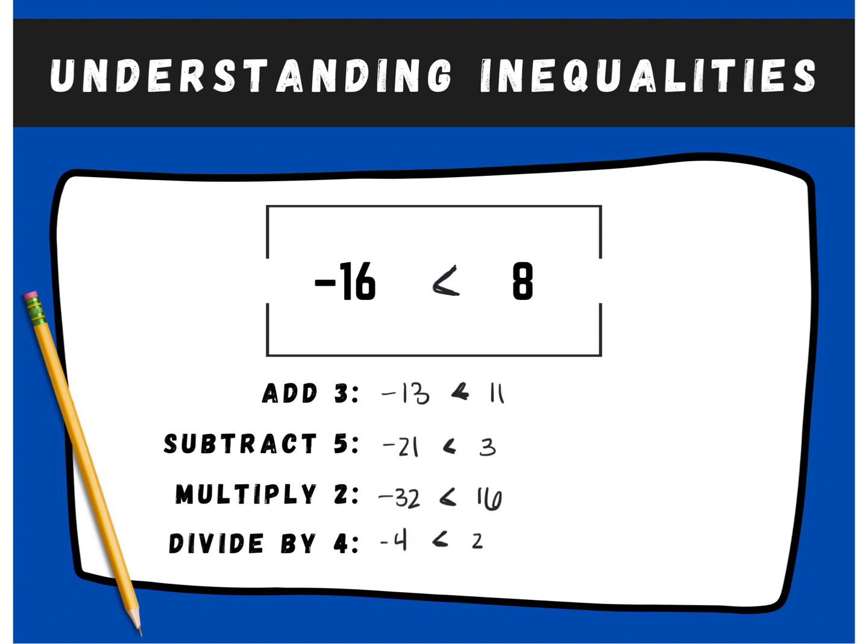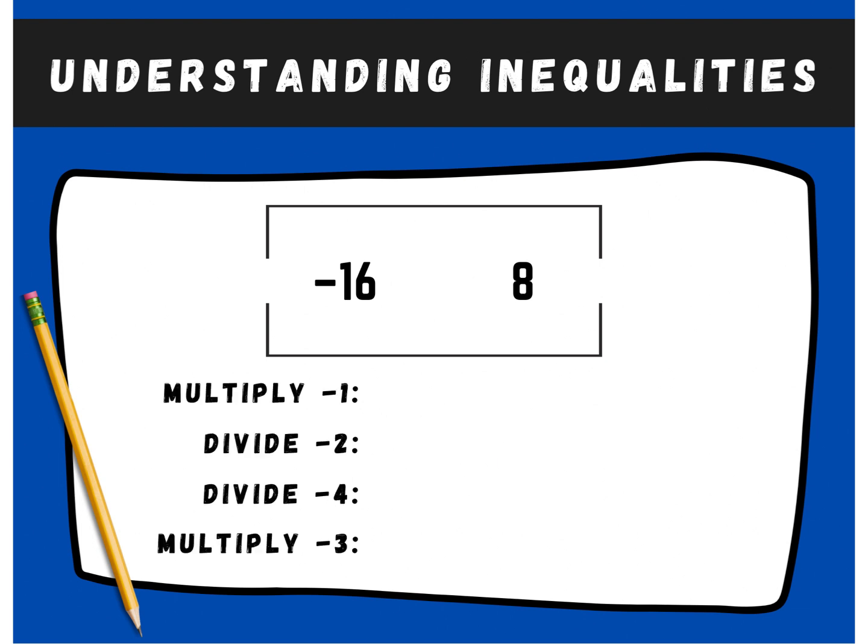Now, there are some interesting things that can mess with our inequality. So let's do this one more round with just a little shakeup. Now I want you to take negative 16 and 8 and multiply by negative 1. So we know that negative 16 is less than 8. That we've established. If I multiply by negative 1, what happens? Negative 16 times negative 1 is positive 16. 8 times negative 1 is negative 8. All of a sudden, my sign needs to flip because positive 16 is larger than negative 8.